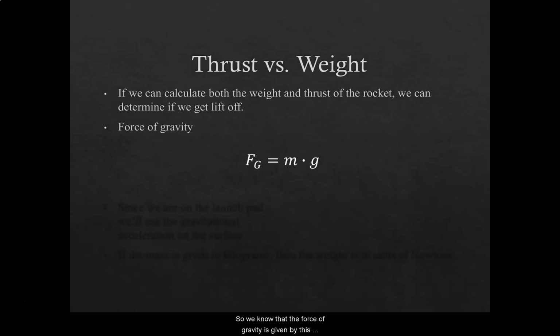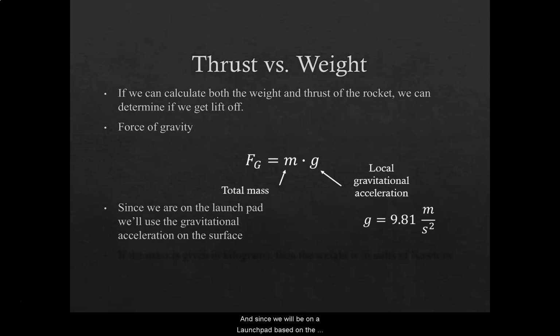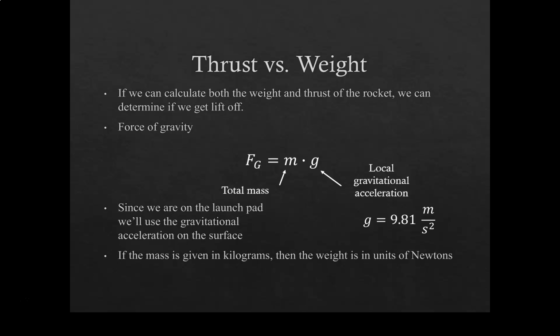So we know that the force of gravity is given by this expression. This is basically Newton's second law, with the force being gravity in this case. So the force is equal to the mass times the acceleration, and the acceleration due to gravity is identified with a lowercase letter g. And so m represents the total mass, and g would represent the local gravitational acceleration. And since we will be on a launch pad based on the surface of the Earth, the value we will use for g in that situation is the value for the Earth's gravitational acceleration, which is 9.81 meters per second squared. Now, in this formula, if you then give the mass in units of kilograms, then the weight or the gravitational force associated with the rocket is given in units of newtons.